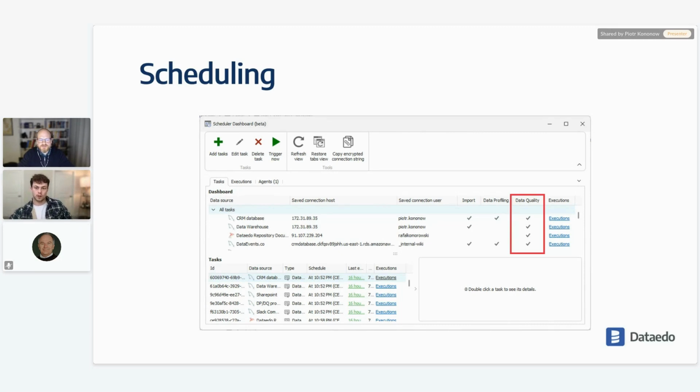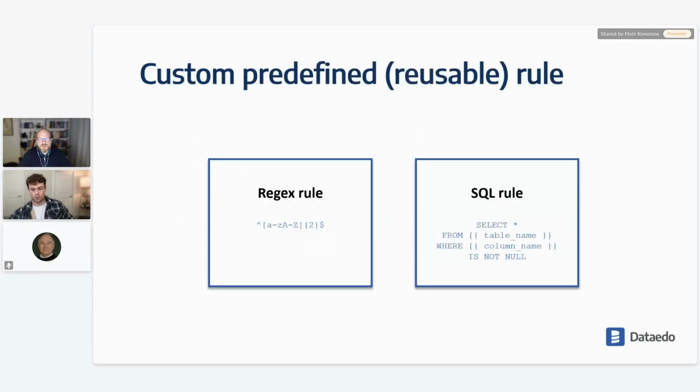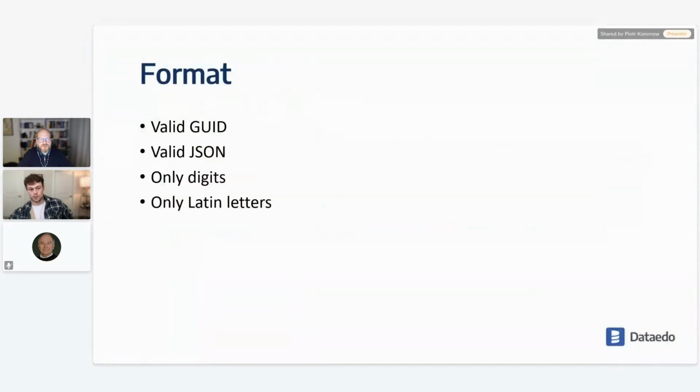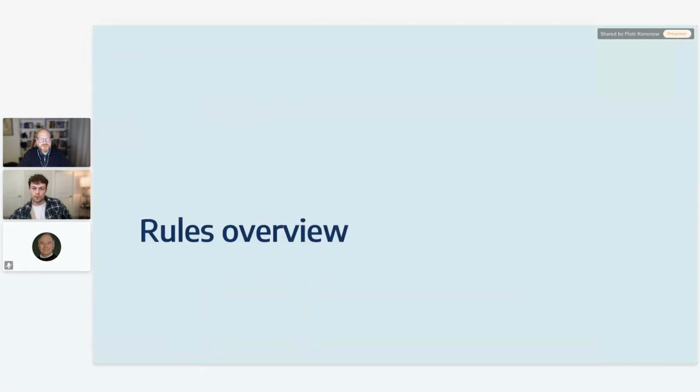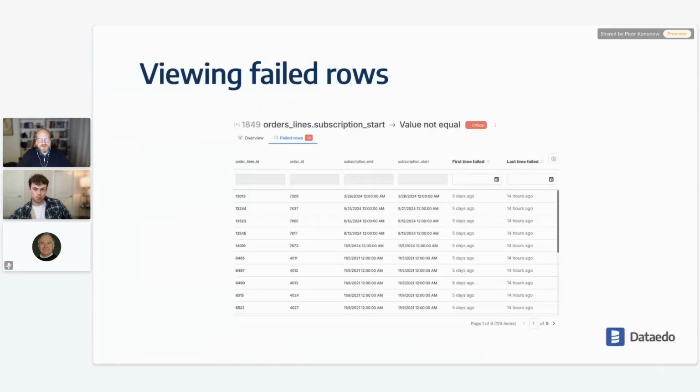Agreed. And then how does it display the affected rows? Are data quality issues stored in the Dataedo repository? I think you're referring to this data. Yes, this is also saved in the repository. Yes. Awesome. And then anything else on that one?